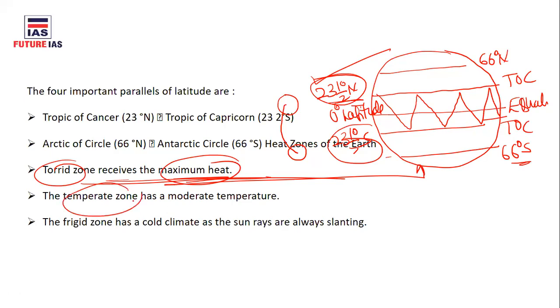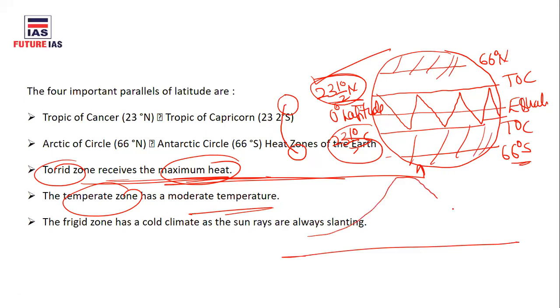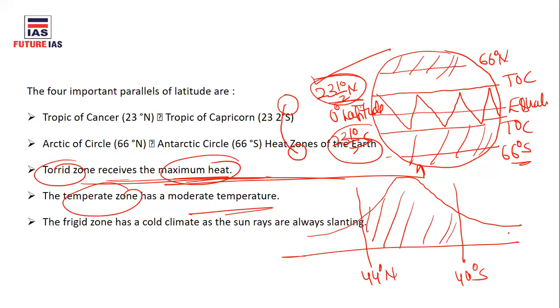Okay, and the temperate zone has moderate temperature. This whole zone beyond this region is called your temperate zone. If you want to make the diagram, you can make it in such a way that it looks like this. Roughly, you can say that this torrid zone, the maximum heat surplus zone, lies around 40 degree north to 40 degree south. So it is the heat surplus zone. And beyond that you will have the heat deficit zone.